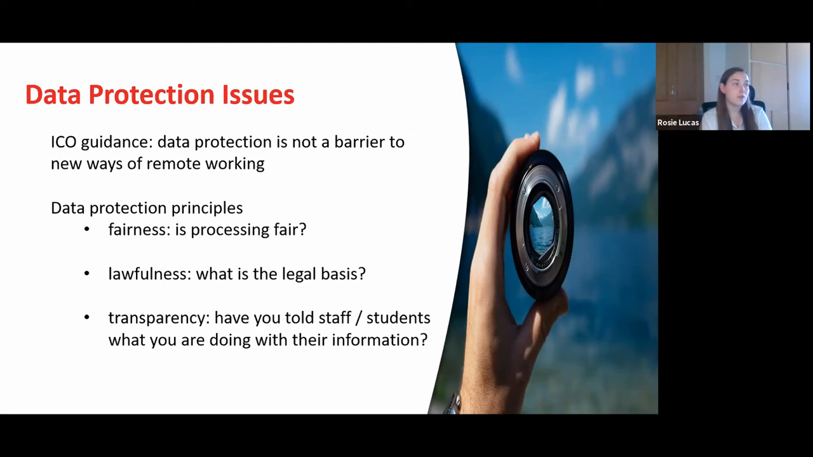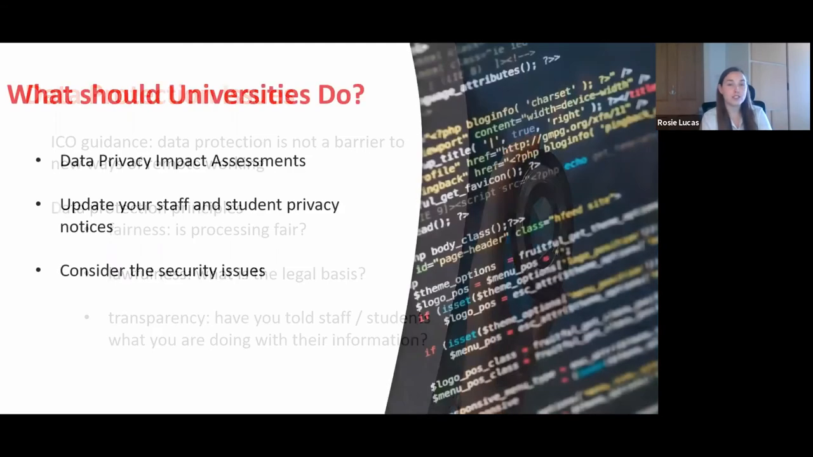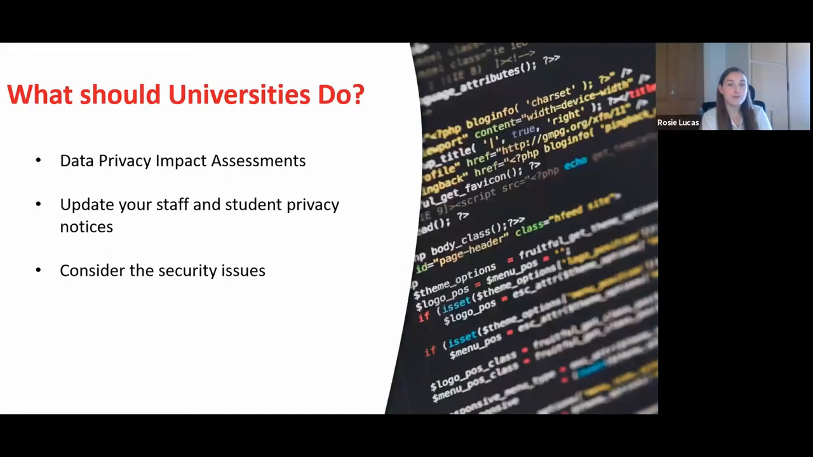So then moving on to what universities can be doing. So firstly, consider carrying out a data privacy impact assessment. When using new technology and using personal information in a new way that poses a high risk, universities should carry out a data privacy impact assessment to identify the advantages, risks, and ways to mitigate those risks and other ways of working. Carrying out an assessment like this will show that you've considered the risks, and it can also be used as part of the university's accountability record.